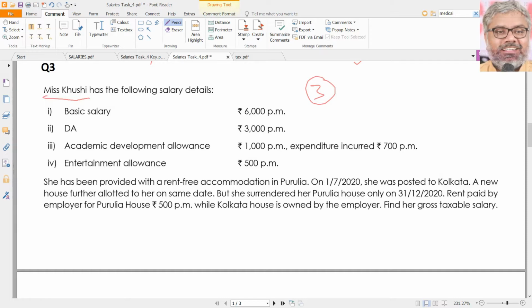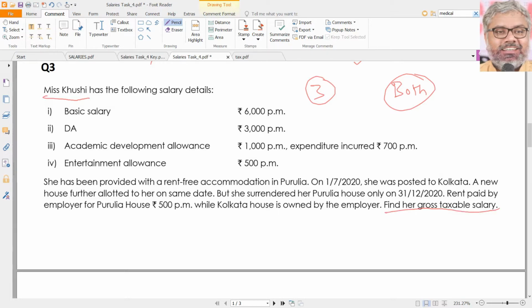When the law is silent, always we have to give benefit to the assessee. So one of them only will be valued and taxable as perquisite. After 3 months, both the houses will be taxable. This is the provision we should know for solving this question. Remaining things are different. Now the question is about gross taxable salary once again.